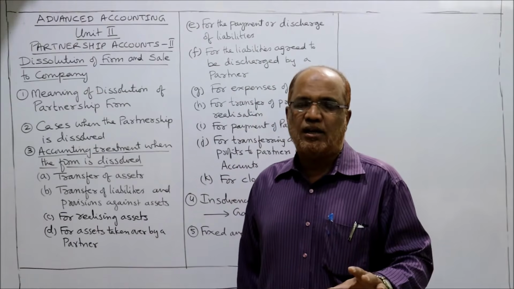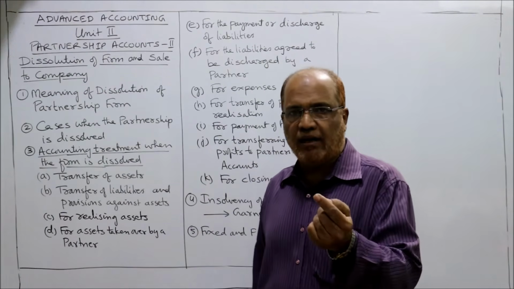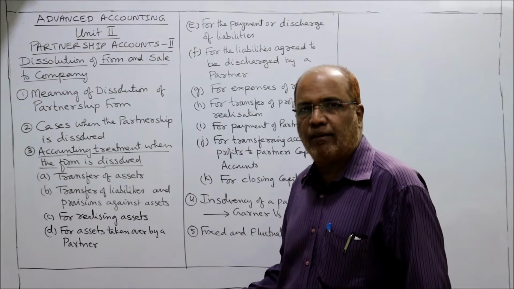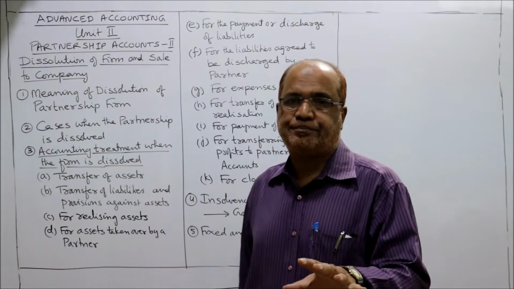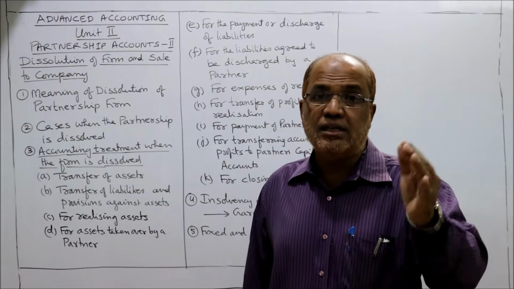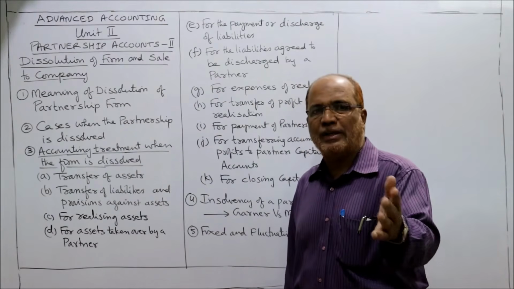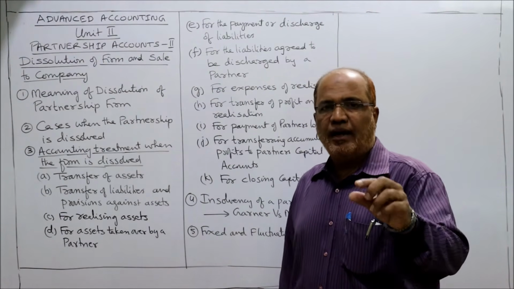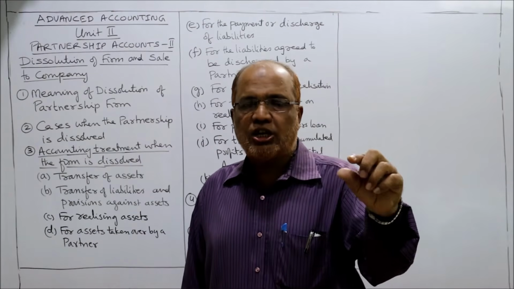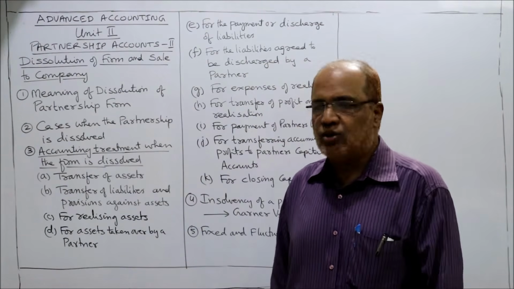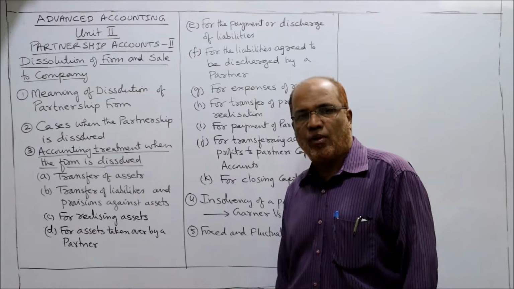So what are the journal entries on dissolution? Once last I will explain again, because you have to remember these entries in sequence. First entry for transferring assets to realization. Entry will be realization account debit to assets individually. Second, for transfer of liabilities and provision.